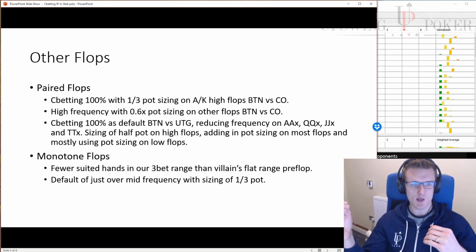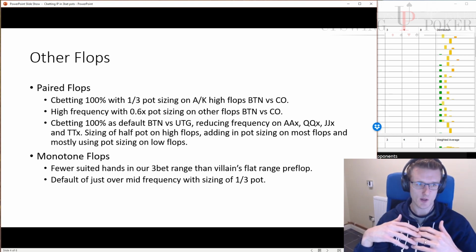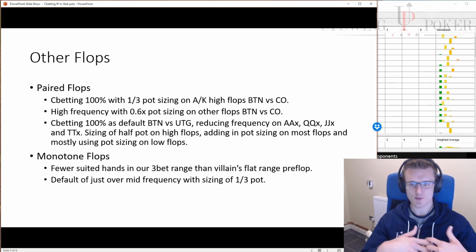So we were still c-betting 100% on ace king high flops. We're c-betting 100% button versus cutoff, and then going down to a high frequency on other ones. Button versus under the gun, like I say, we're going up to a 100% frequency on king king x, also low boards, and then also high ace ace x.